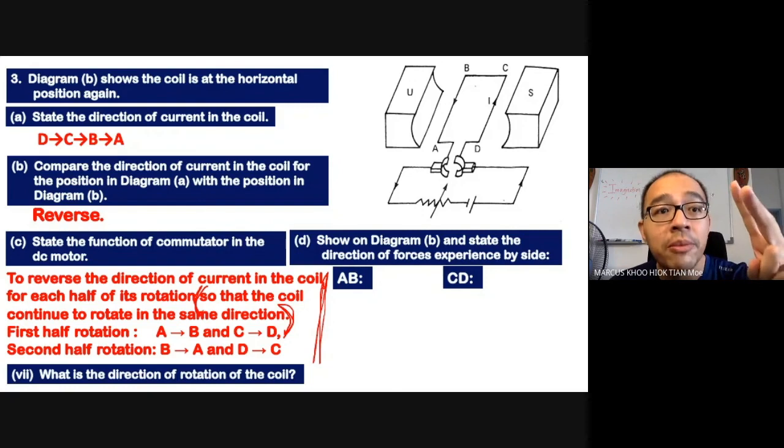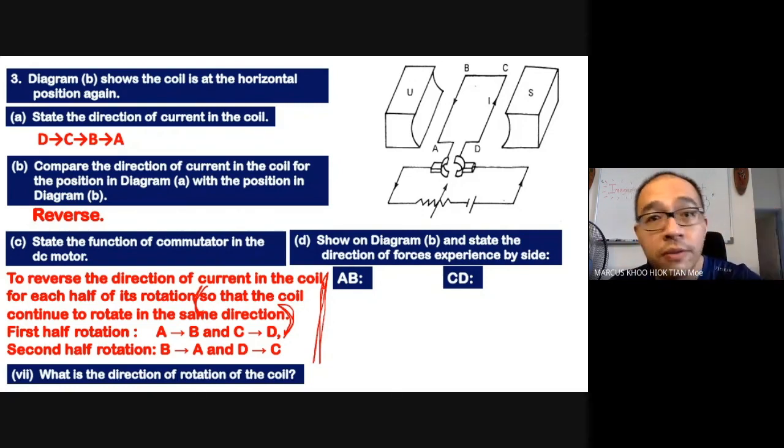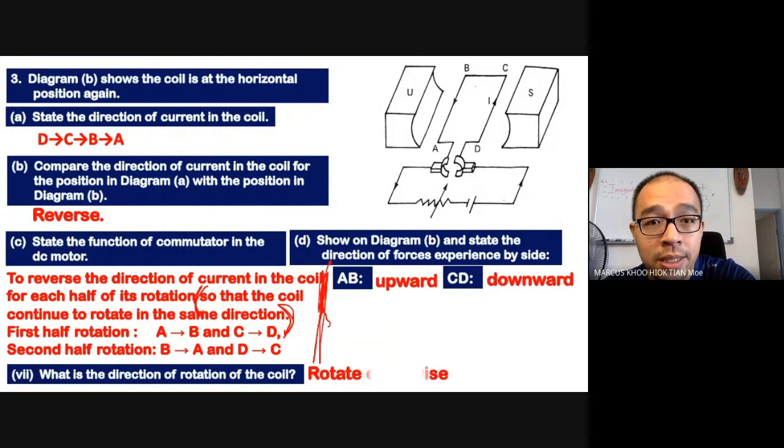So two things to memorize are, number one, the working principle of a current carrying conductor. Secondly, memorize the function of the commutator. Commit this to heart, people. To reverse the direction of the current in the coil for each half of its rotation so that the coil will continue to rotate in the same direction. To make sure that the current is always flowing in the same direction, even though the position has changed. The direction over here will still be the same. Upward and downward, it will still rotate clockwise.